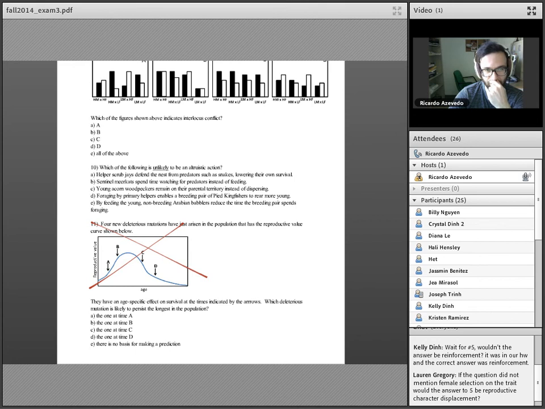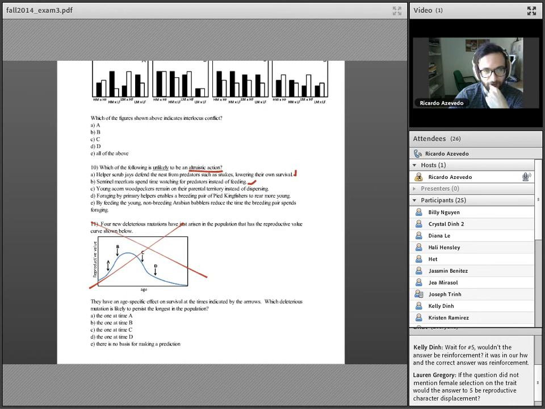So an altruistic action should be an action that benefits someone else at the expense of another. The helper scrub jays defend the nest from predators such as snakes, lowering their own survival. So that seems like an altruistic behavior. A sentinel meerkat spends time watching for predators instead of feeding, so you're lowering their fitness. Young acorn woodpeckers remain in their parental territory instead of dispersing. I don't understand why that is. How can that be altruistic in any way?